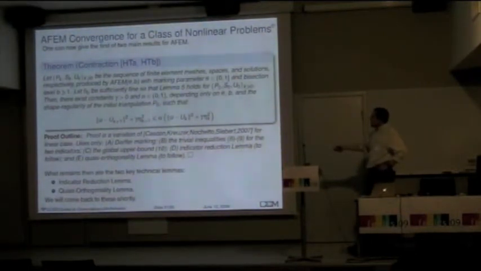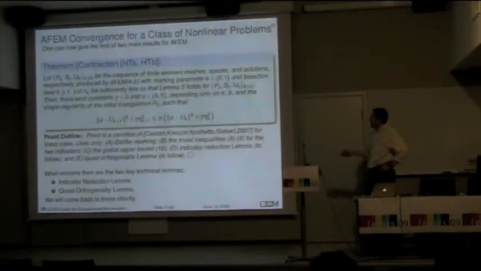And what their proof uses is the simple Dörfler marking strategy, the sort of trivial inequalities I had on the previous page about domination of the oscillation by the residual and monotonicity of the indicator. The global upper bound, which is a standard result even for the nonlinear case. And then we needed a variation of what's called an indicator reduction lemma, which I have on the next slide.